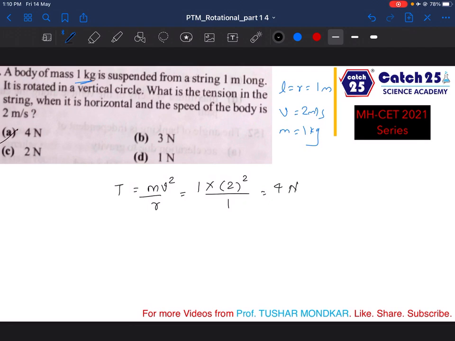I know it is very easy, but some students still find it very difficult to solve when this same question is asked in the exam. So because of that, you need to focus more on your concepts.